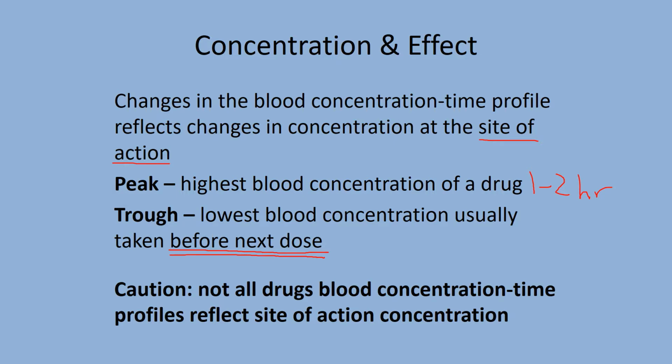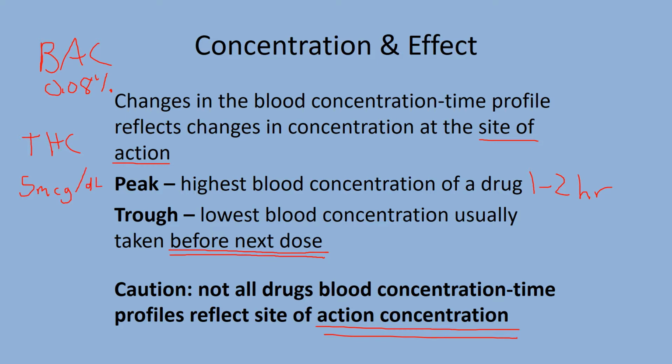Not all drug blood concentration time profiles reflect site of action concentration. So we mentioned alcohol, really straightforward, 0.08%, bam, DUI. But for THC, they were looking to use 5 micrograms per deciliter, I think it was, as their intoxication range. But alcohol works globally. It affects all parts of your body at the same time. THC, however, does not. So depending on if it's at the site of action or not, interacting with receptors, it may or may not impair the person. California just legalized marijuana, so we're probably looking to see if there is going to be a test in the future.